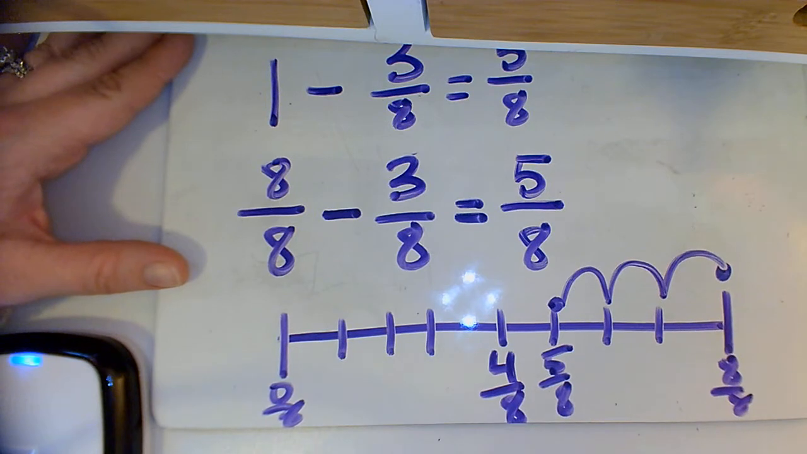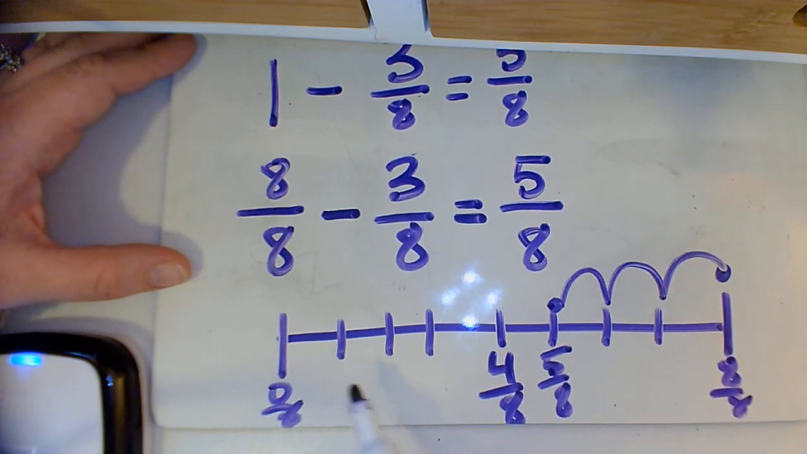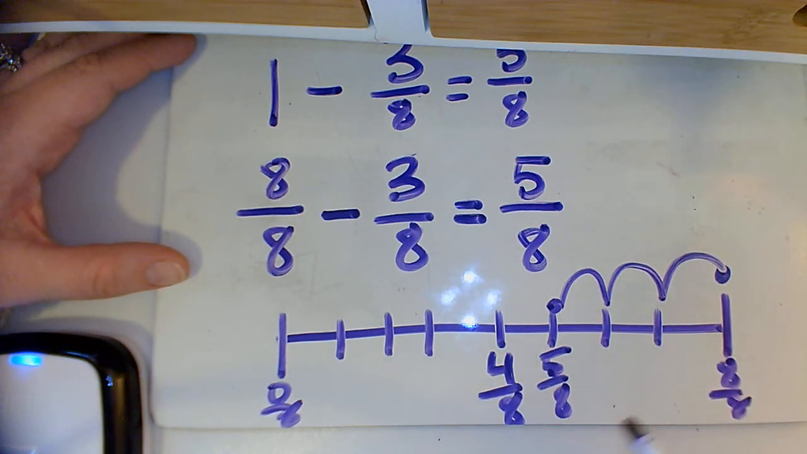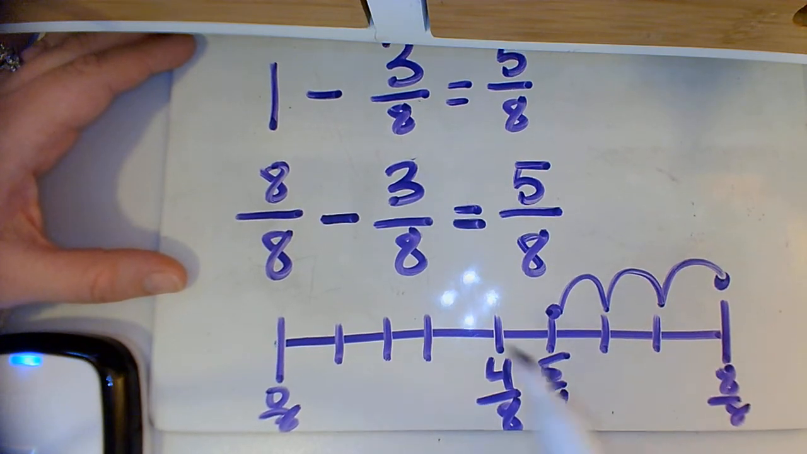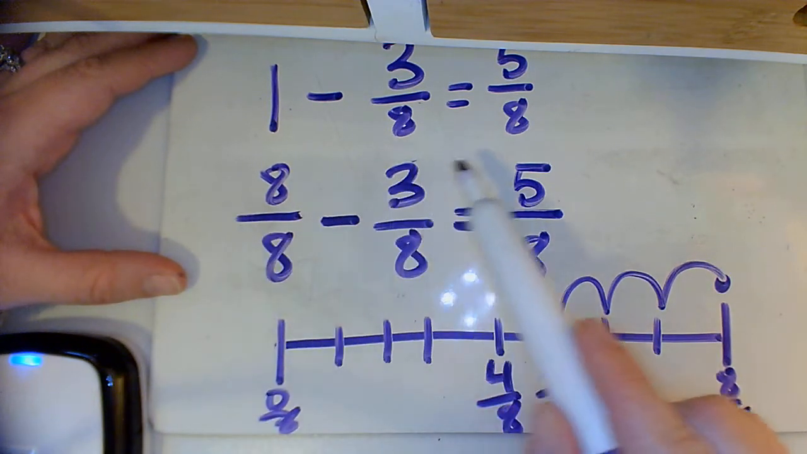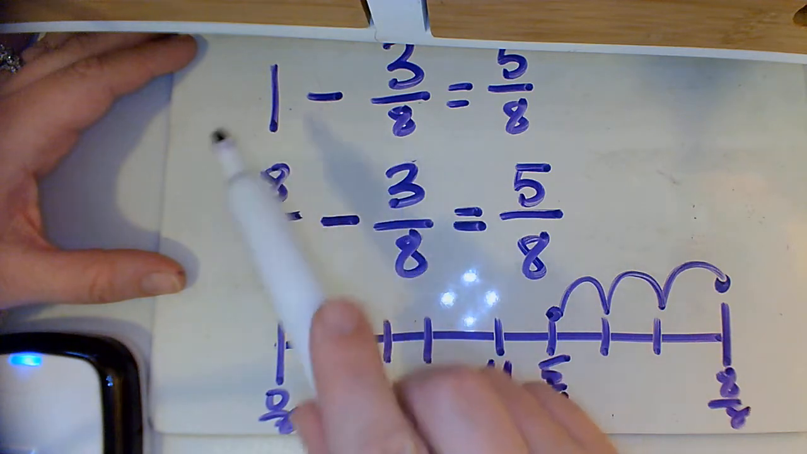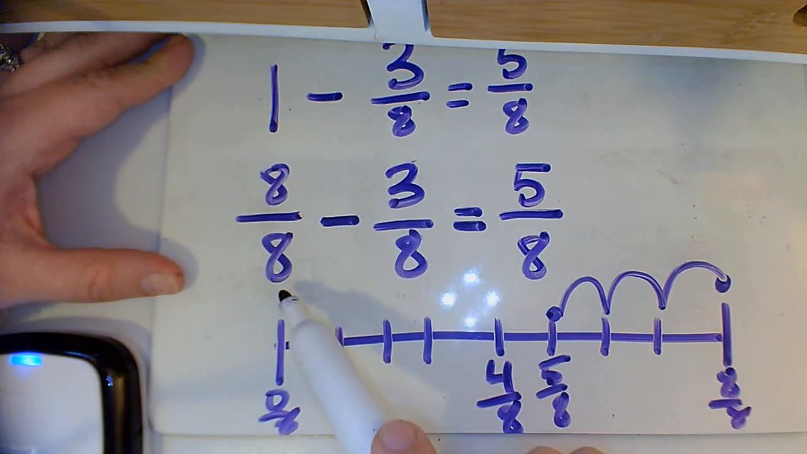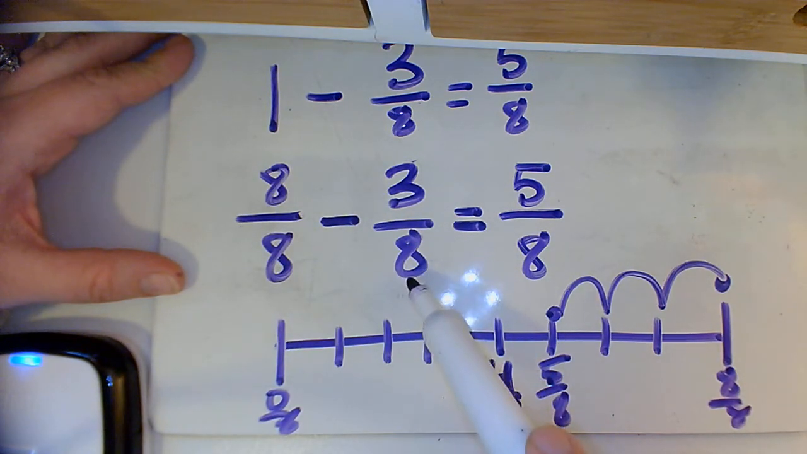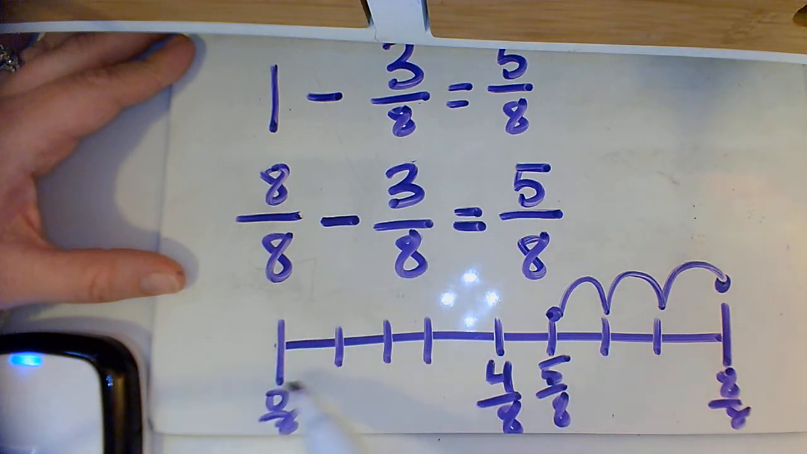You don't have to use the number line, but if you get somewhere where you're really stuck, then that number line is a good visual to help you subtract. Okay, so 1 minus 3/8 is equal to 5/8. We converted that 1 whole into 8/8 because that's what our denominator was that we were working with. And then the number line is just that visual to help you see it happen. Okay, let's do another one.